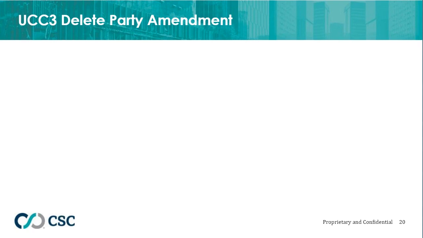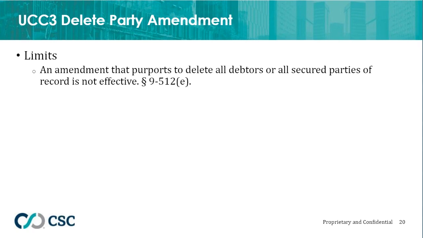So there are some limits to deleting a party. An amendment that purports to delete all debtors or all secured parties of record isn't effective. The filing office will probably accept it, but it has no effect. It won't delete a party if there's nobody to replace them. Also, I want to point out that deleting a party has a retroactive effect as well.